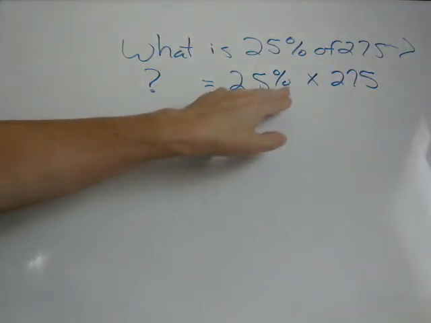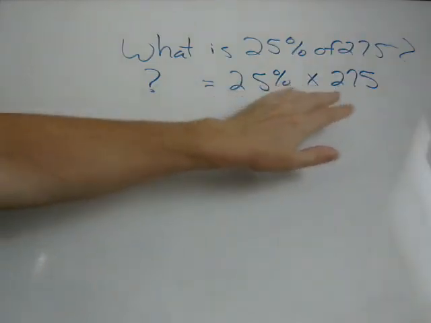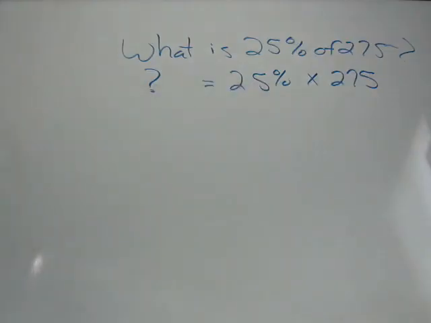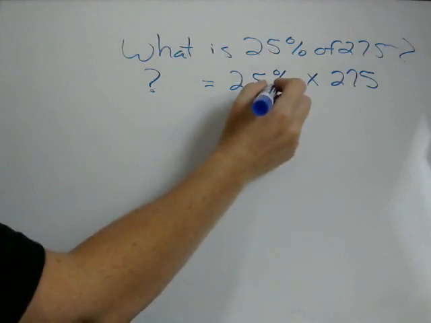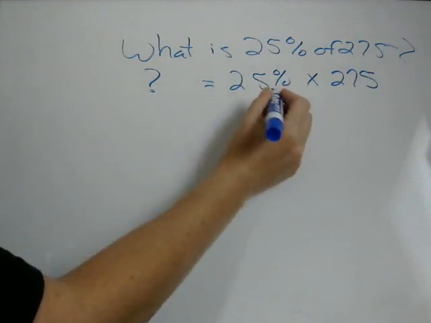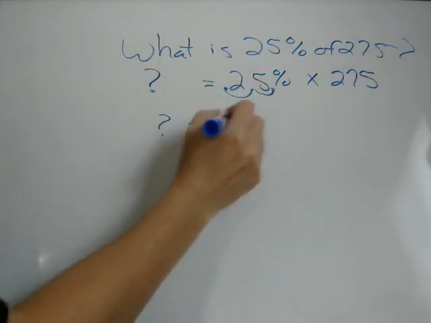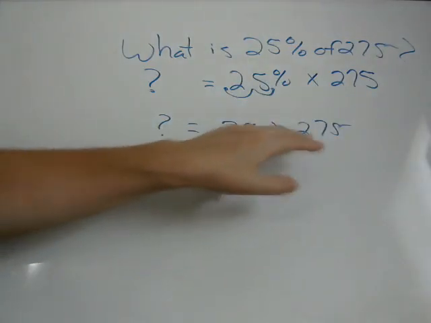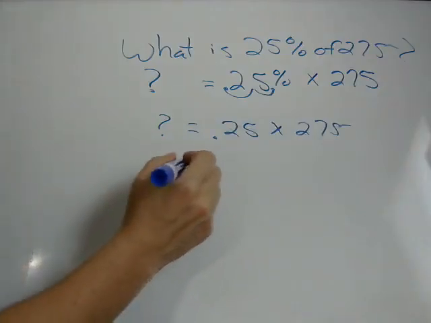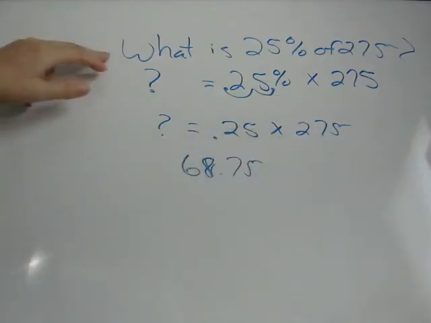Well, you can't multiply percentages. You can only multiply decimals. So we're not going to take 25 times 275. We have to make this into a decimal. So how do we make 25% into a decimal? Again, it's really 25, and the decimal point is there. And we're going to move it over 2. 1, 2. So what equals 0.25 times 275? If you plug 0.25 times 275 into your calculator, you're going to get the answer is 68.75. So what is 25% of 275? 68.75.